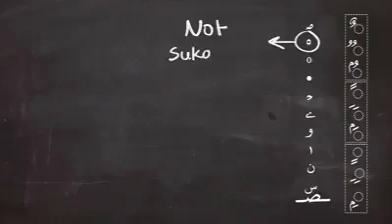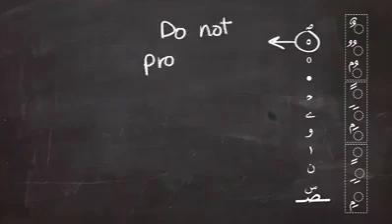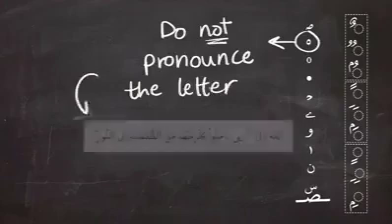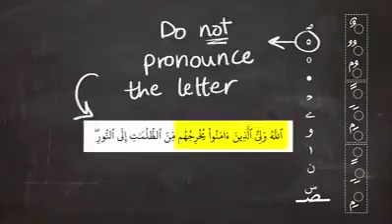Next is the sign that looks like sukun. However, it is not a sukun. Normally in Arabic texts, this sign would mean sukun. In Quran, however, it means that you will not pronounce the letter at all. For example, Allahu waliyyu alladhina amanu yukhrijuhum.